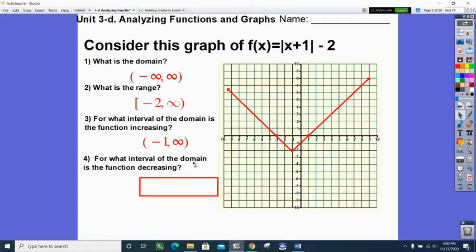Now for what interval of the domain is the function decreasing? Did you put from -infinity up to that -1? So this piece right here is the decreasing piece. A lot of people get confused because the arrows are like, well, it's pointing up this way. You're reading the function left to right. And if you're going down, that's decreasing. And if you're going up, that's increasing.